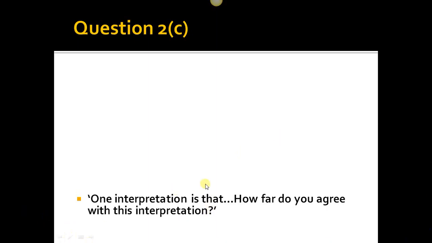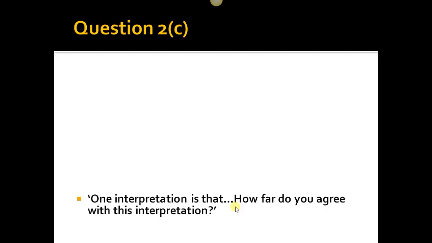Okay. This is a question. It will begin with "one interpretation is that..." It will tell you an interpretation of a certain event in Mao's China, okay? And then it will say, how far do you agree with this interpretation?